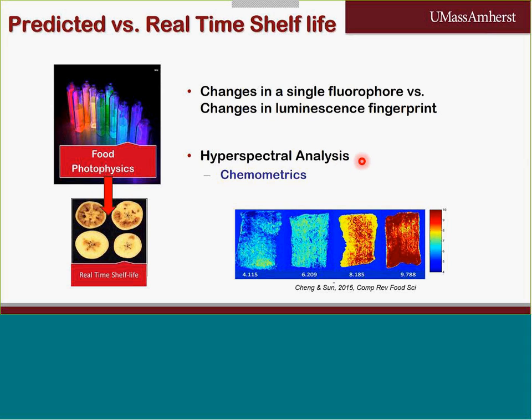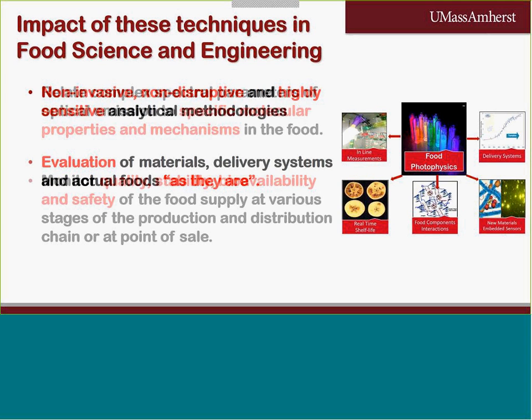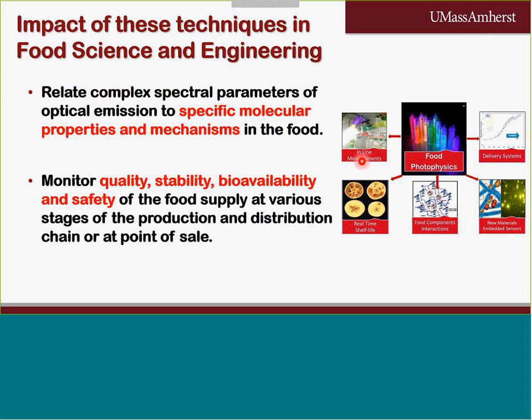So let's sum up and summarize the impact of these techniques in science and engineering. Well, first of all, they provide a non-invasive, non-disruptive, highly sensitive analytical methodology. They allow us to evaluate materials, systems, and actual foods as they are. They also allow us to relate complex spectral parameters of optical emission to specific molecular properties and even to mechanisms in food and food materials.